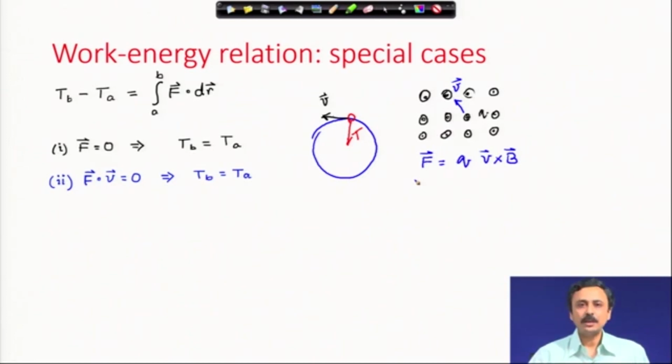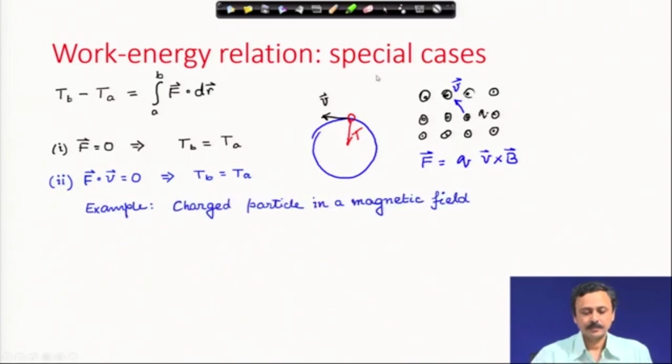Now, V cross B is a vector which is perpendicular to both B and V. What is important here is that it is perpendicular to V. Force is perpendicular to V, therefore F dot V must be 0. Therefore, this is another case where F dot V is 0. So, this is our example: F dot V is 0 in a magnetic field for a charged particle.